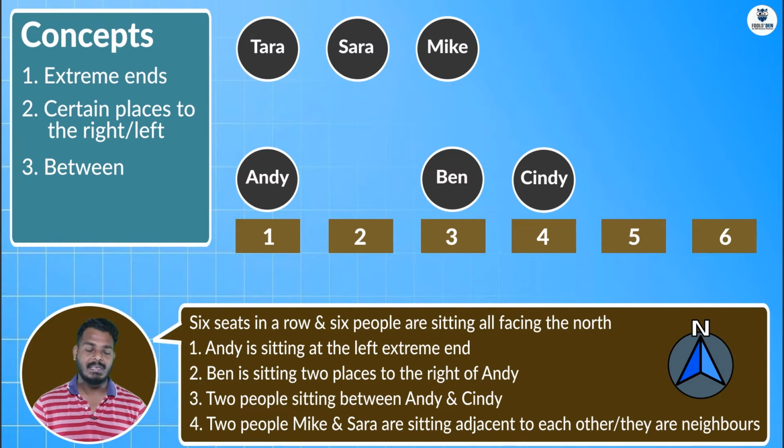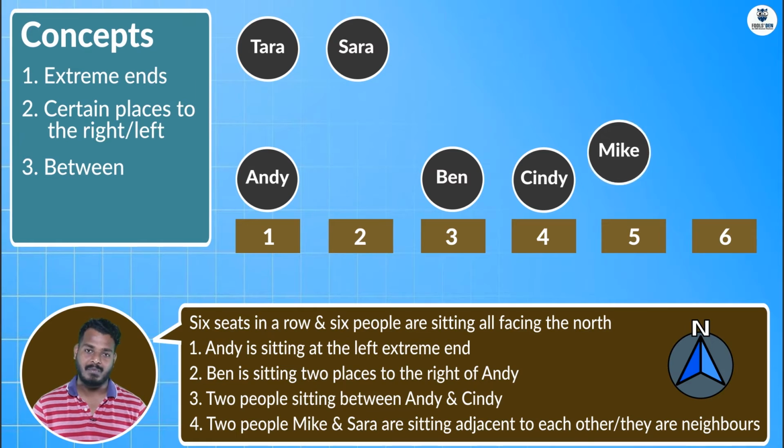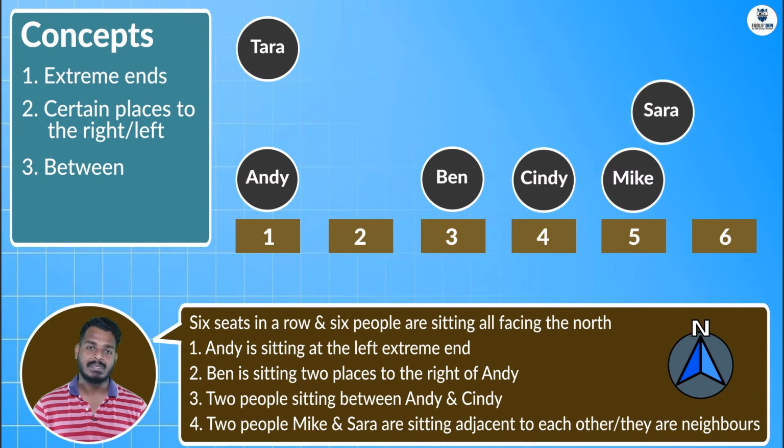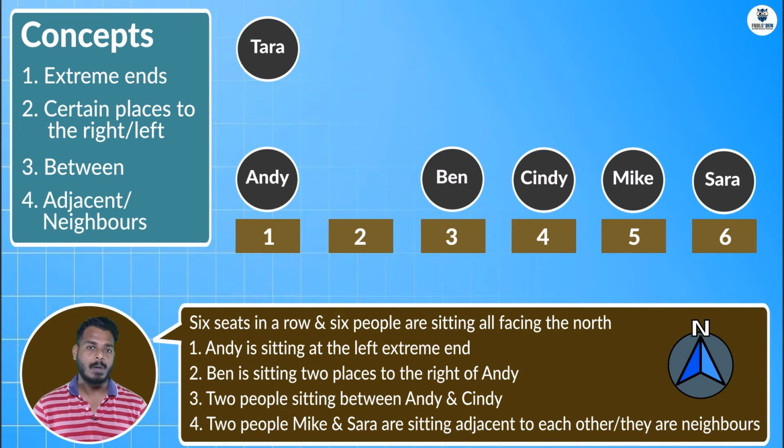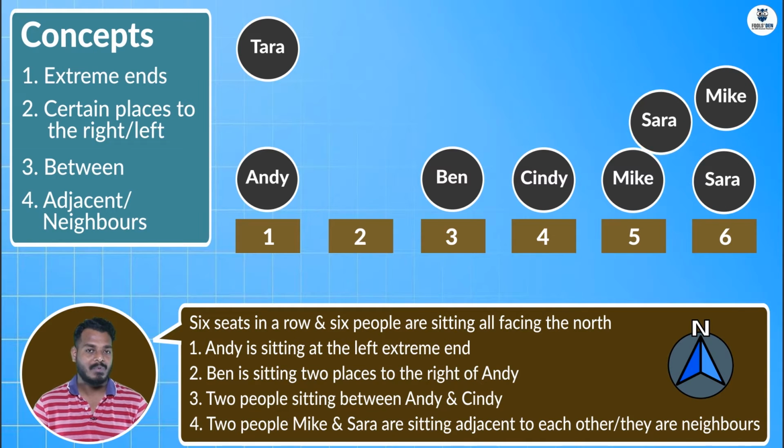So we can see here that we are left only with seat number 5 and seat number 6 where we can have two neighbors. So there can be two cases, either Mike sitting at seat number 5 and Sarah at seat number 6, or the exact opposite, Mike at seat number 6 and Sarah at seat number 5.